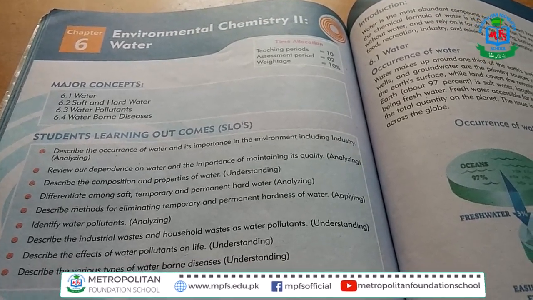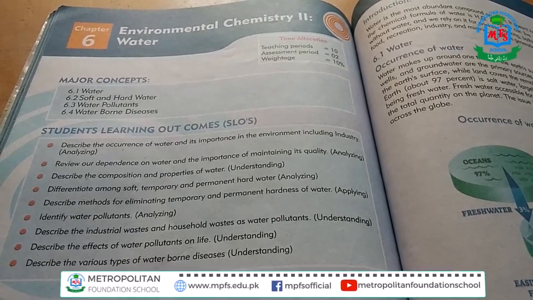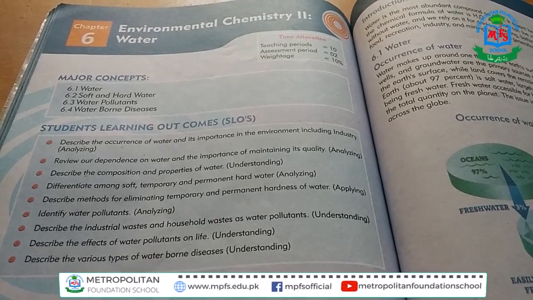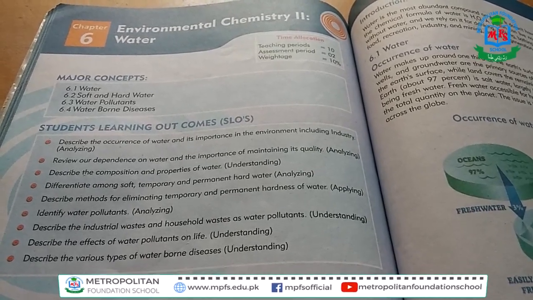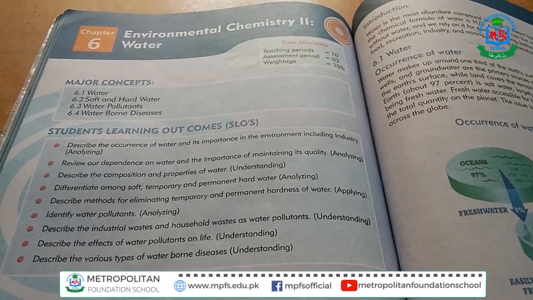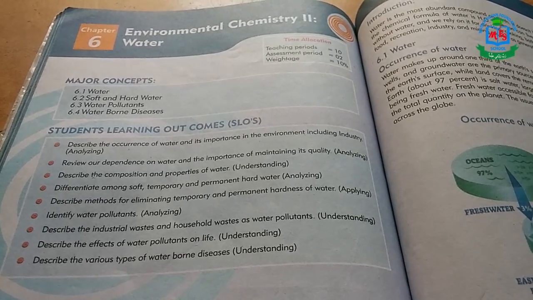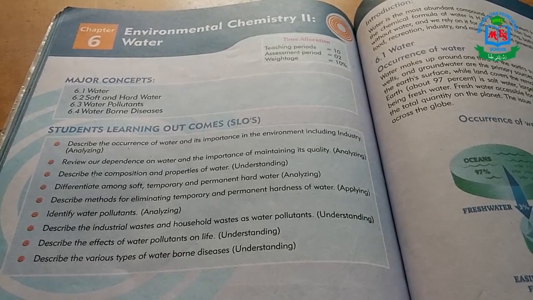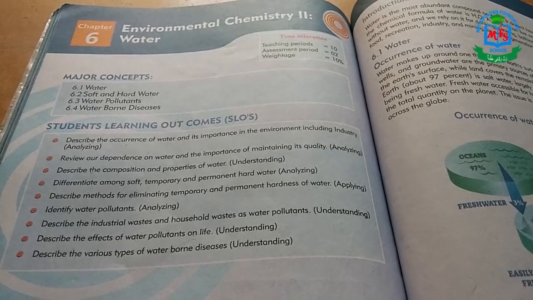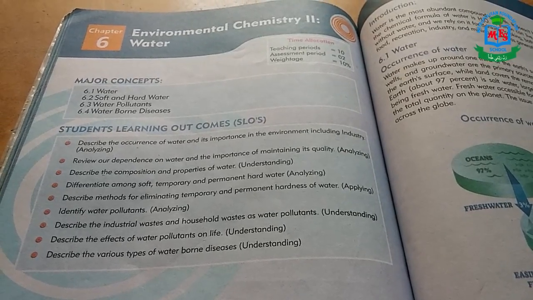Today I will organize an online class for you of subject chemistry. In this lecture we discuss chapter 6, that is environmental chemistry part 2, water. As you know students, the name of the chapter indicates that in this chapter we learn about environmental chemistry and also about water.